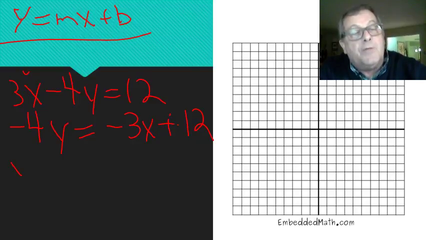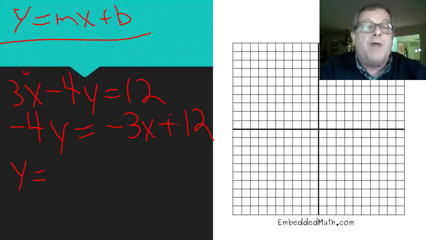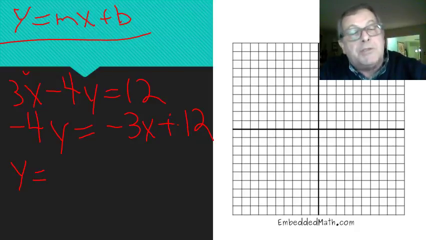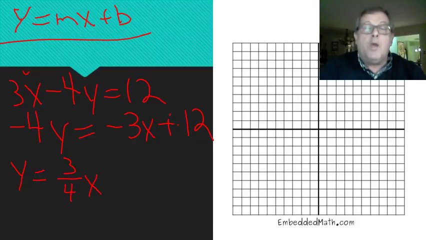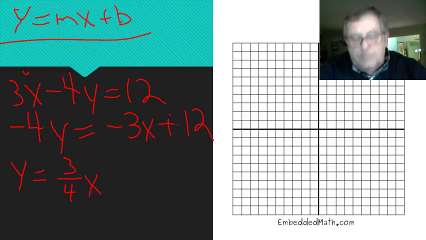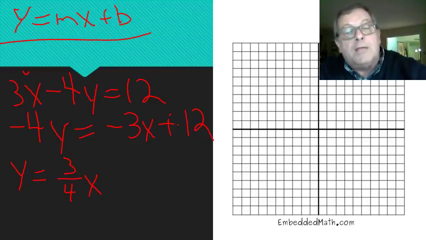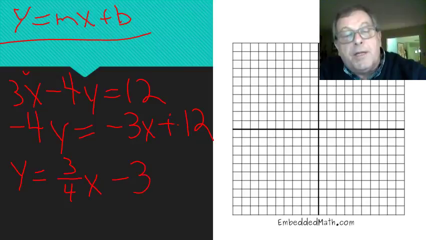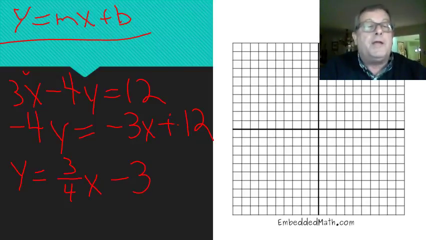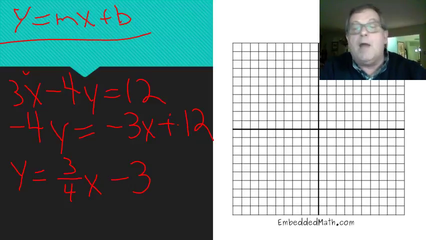So that's going to leave me over here with y equals, well, if I've got negative 3 divided by negative 4, that's just going to give me 3/4, or 3 over 4x. And when I divide positive 12 by negative 4, that's going to leave me with minus 3. So here we go. I've converted that equation, 3x minus 4y equals 12, into a slope-intercept form equation, y equals 3/4 x minus 3. I'm now ready to graph this equation.